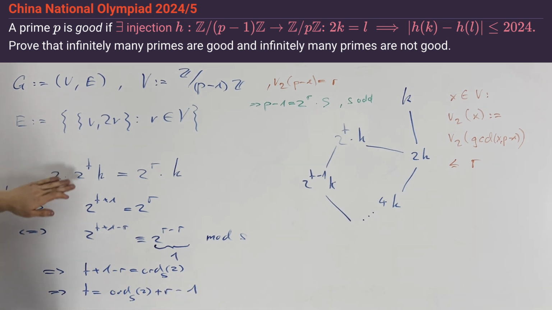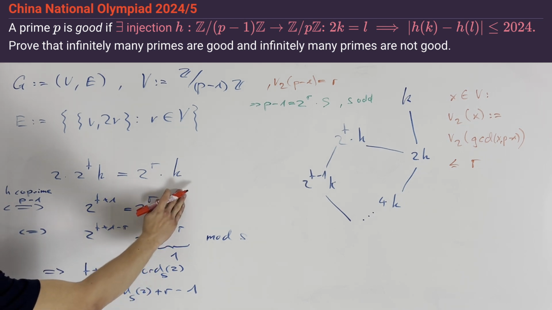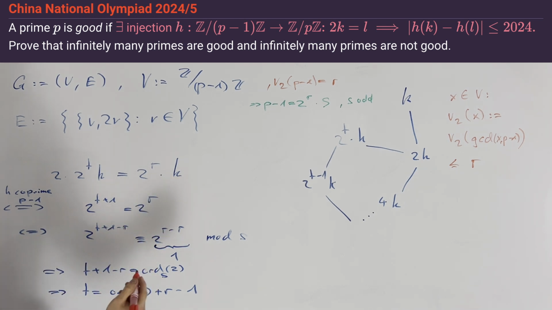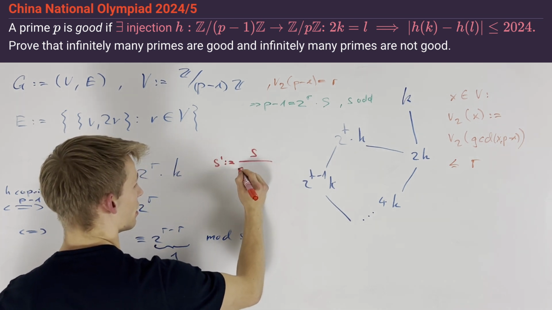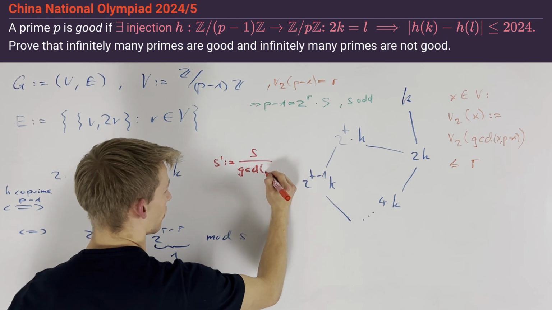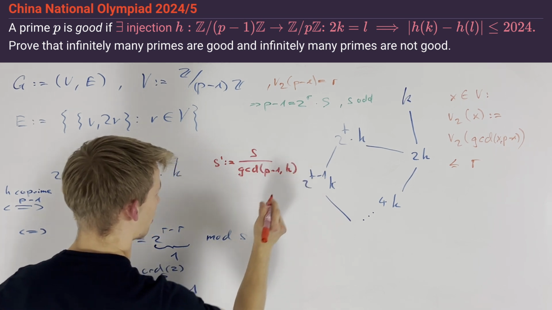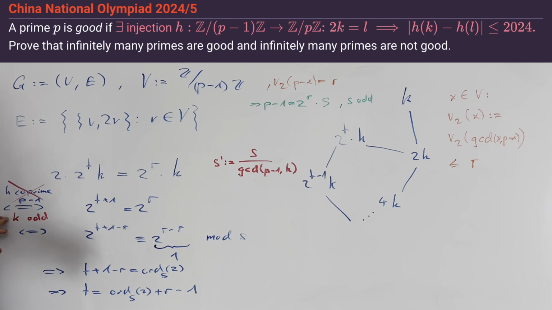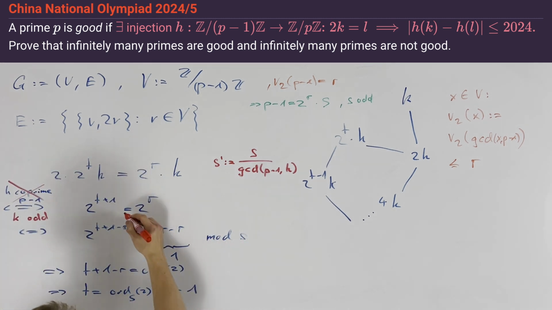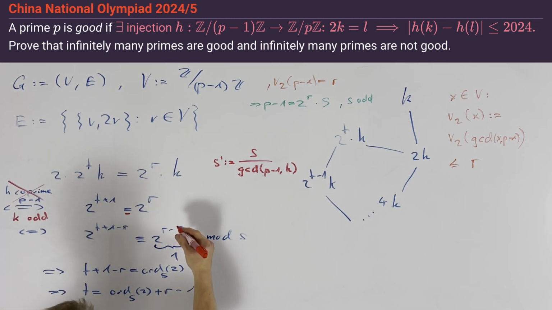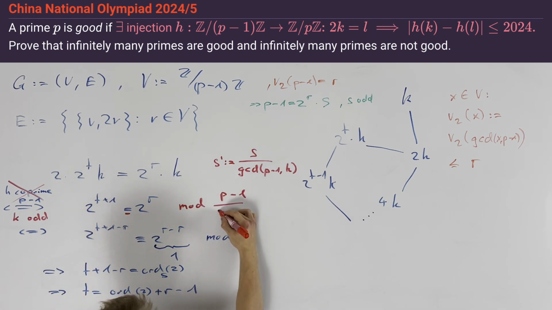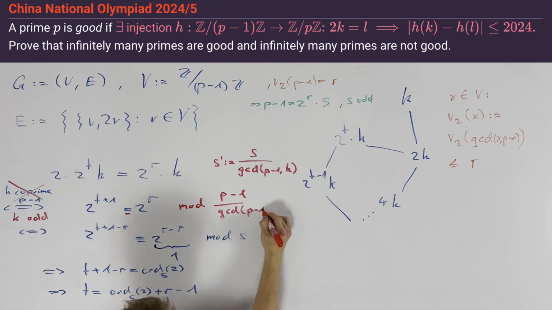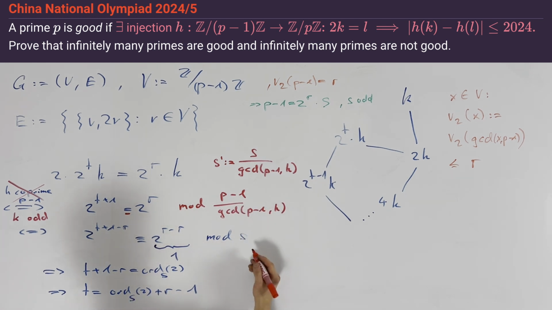We can generalize this approach here for an arbitrary residue class k that is odd. And for this, we want to define s prime to be s divided by the greatest common divisor of p minus 1 and k. Our first step now holds for all k odd, but our equation here is that 2 to the power of t plus 1 is congruent to 2 to the power of r modulo p minus 1 divided by GCD of p minus 1 and k, and thus we have to replace s by s prime everywhere else.